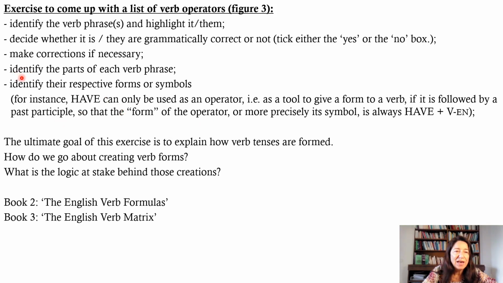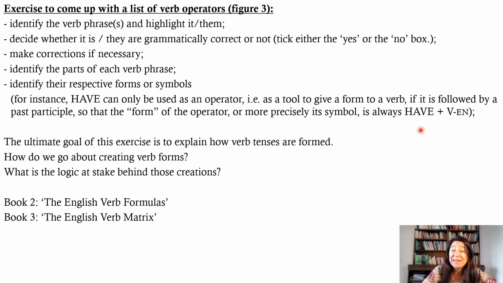So we're going to do that, identify the parts of each verb phrase and their respective forms or symbols like we just did just now. And ultimately the goal of this exercise is going to be to explain how verb tenses are formed. Okay, so like in this case, I have seen her. How does that work? Well, you just take V0, which in that case is see, and then you use the tool have plus VEN.